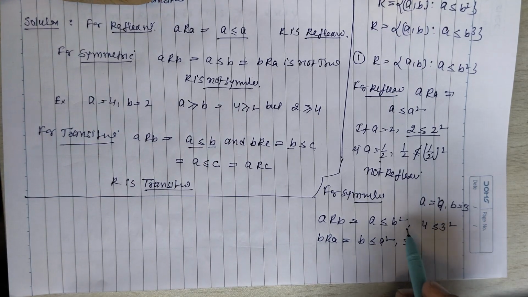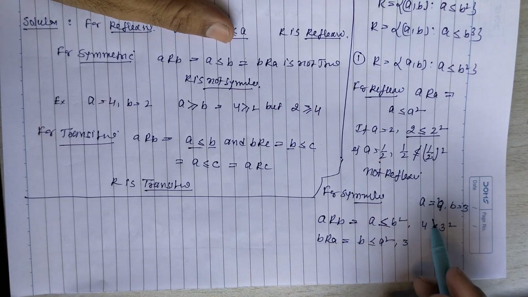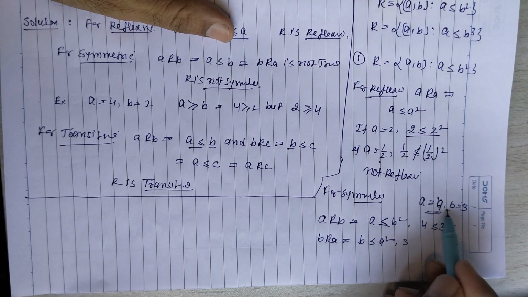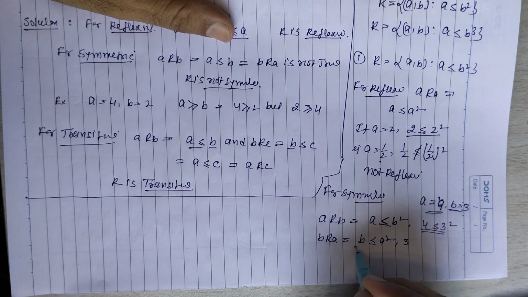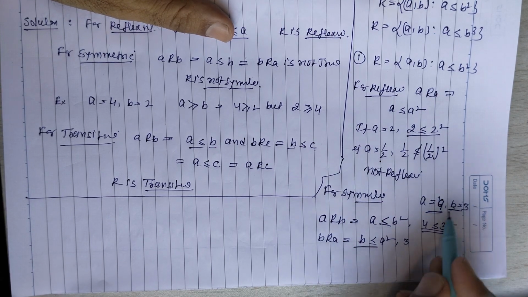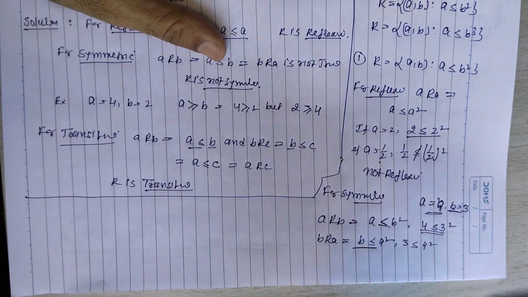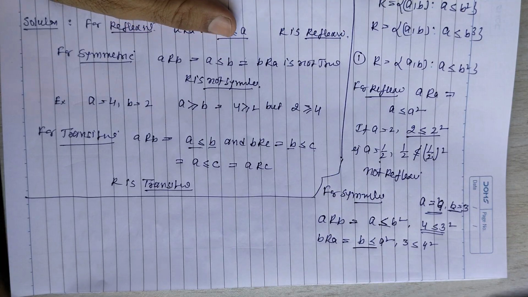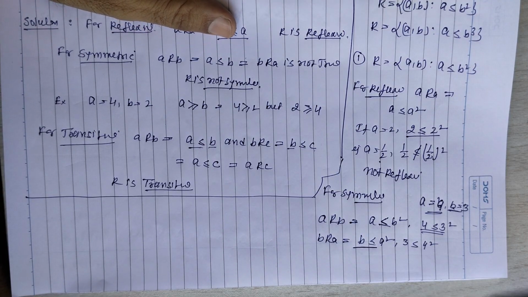a is smaller than or equal to b²: yes, 4 is smaller than or equal to 9, correct. Now you have to check b is smaller than or equal to a²: 3 is smaller than or equal to 4², that is 16. It is correct in the case of integers, but there are many cases where it is not correct.